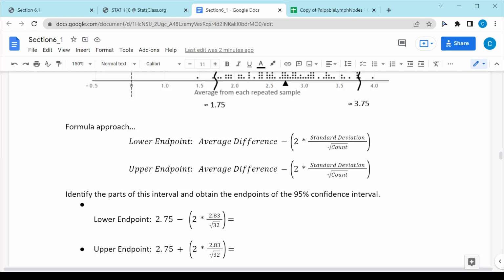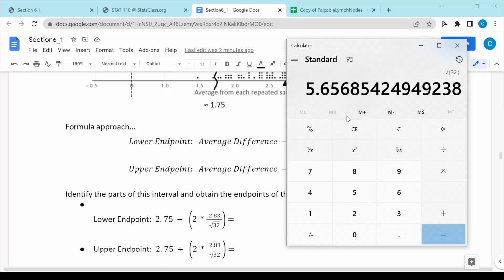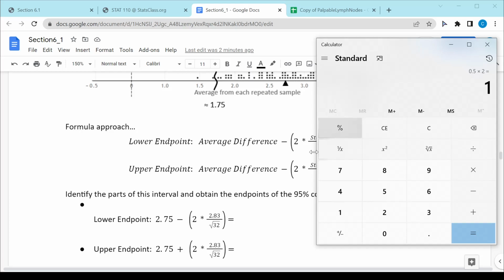Okay, so let's go ahead and grab a calculator and just do that math. I'll do one of those for you. So the math involved here is to take the square root of 32. I need that first, which is about 5.66, it looks like. So let's take 2.83, divide by 5.66, and I'm going to get about a half. And then I need to multiply that by 2, and I get 1.